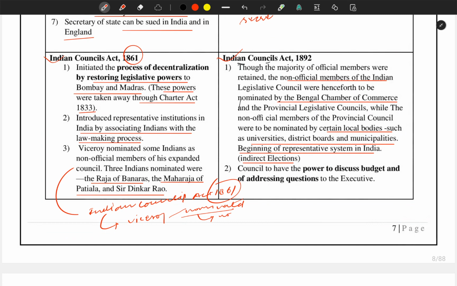Councils were to have the power to discuss the budget and address questions to the executive. So councils were given such powers that they can discuss the budget and address questions to the executive as well.